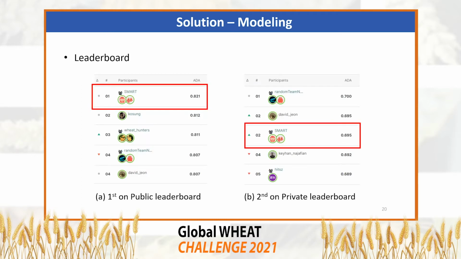This slide shows the leaderboard. It is worth mentioning that our solution ranks first on the public leaderboard and ranks second on the private leaderboard.